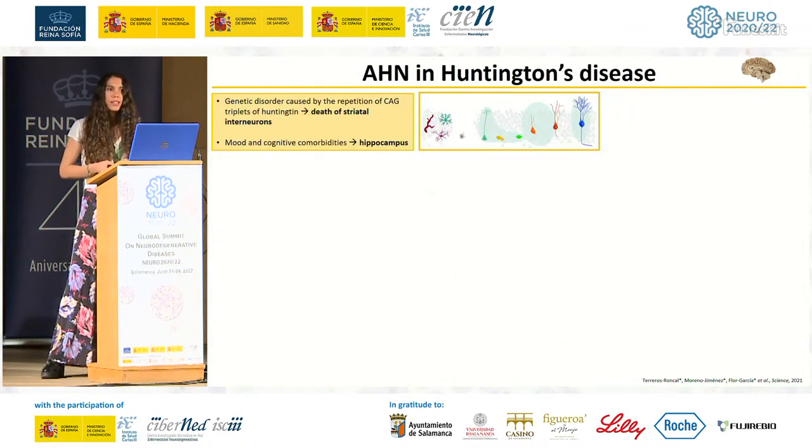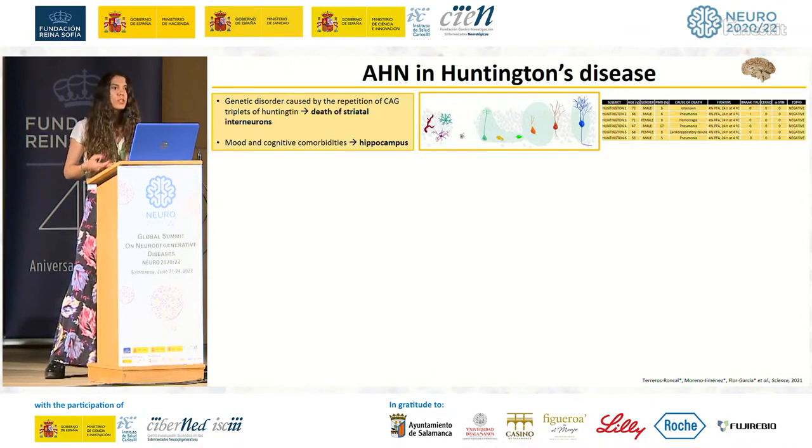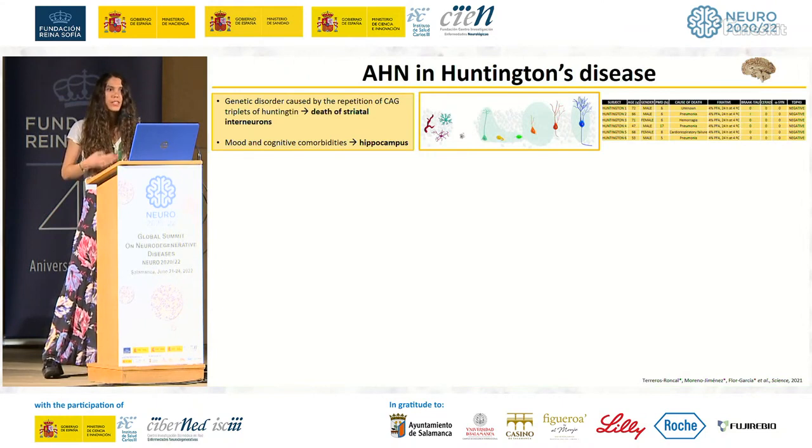The next neurodegenerative disease that we studied was Huntington's disease. It's a genetic disorder caused by the repetition of CAG triplets in the huntingtin gene, which causes the death of striatal interneurons. Some of these patients present mood and cognitive comorbidities, which could also be related to the hippocampus. So we wanted to know how adult hippocampal neurogenesis and the neurogenic niche were in these patients.